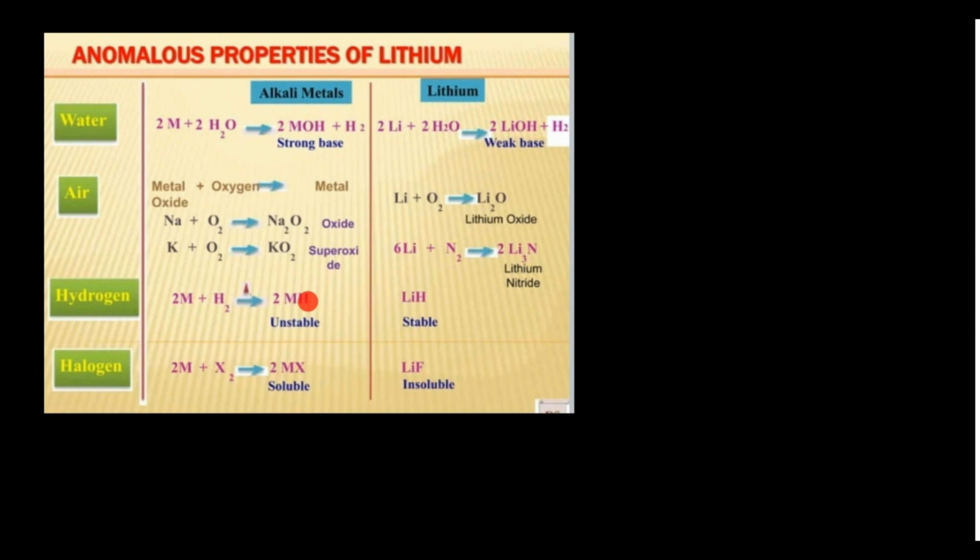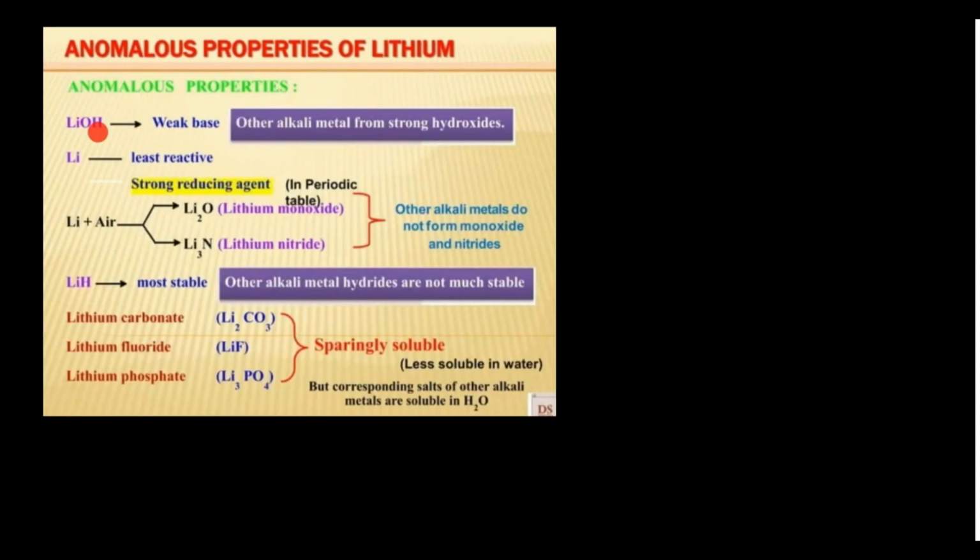Then with the halogens, it forms soluble metal halides, but lithium fluoride is insoluble while others are soluble. Now see, I have explained lithium hydroxide as a weak base. Lithium is least reactive, a strong reducing agent. In air, it forms lithium monoxide and lithium nitride, as I have already told you. Lithium hydride is the most stable, so all these things I have covered. Lithium carbonate, lithium fluoride and lithium phosphate are all sparingly soluble, that means they are not readily soluble in water.